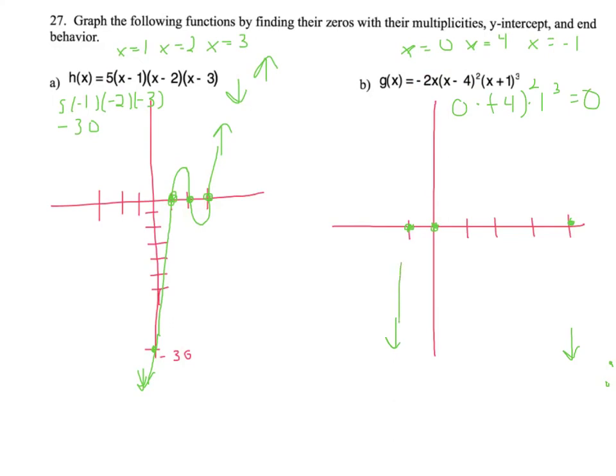So I'm going to go through negative 1, but I need to go through it like a sigmoidal since that has a multiplicity of 3. I'm going to redraw my arrow a little bit. So I'm going to go through it like that. And then 0 has a multiplicity of 1, so I just need to turn around and go through 0 like normal. And then 4 has a multiplicity of 2, which means I need to come up to 4, form a parabola, and turn back around. And there would be the graph of B.